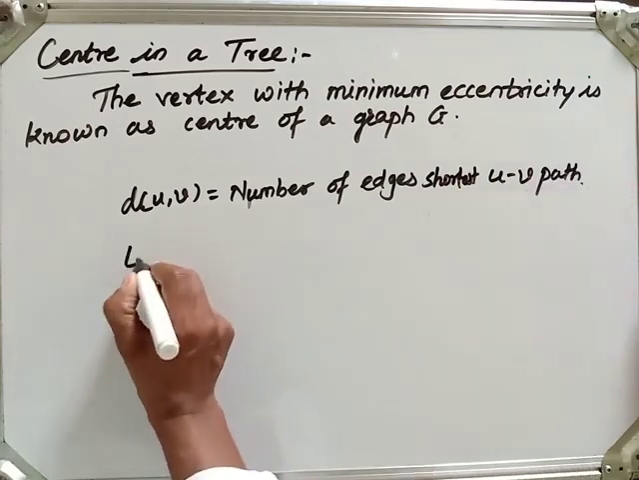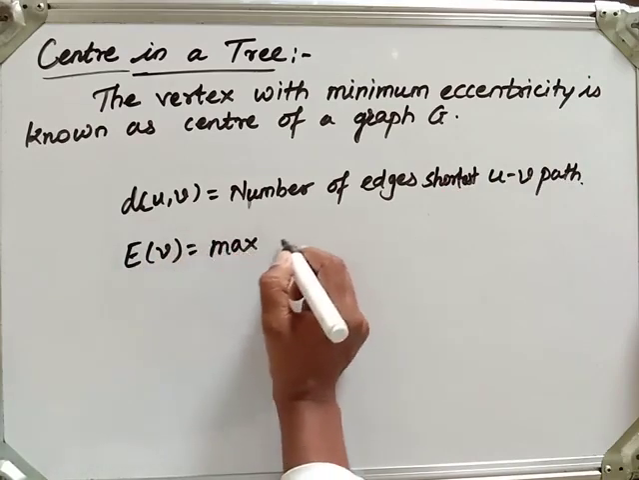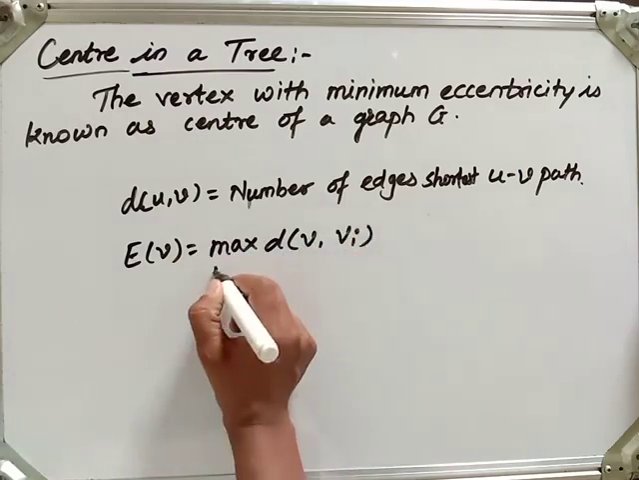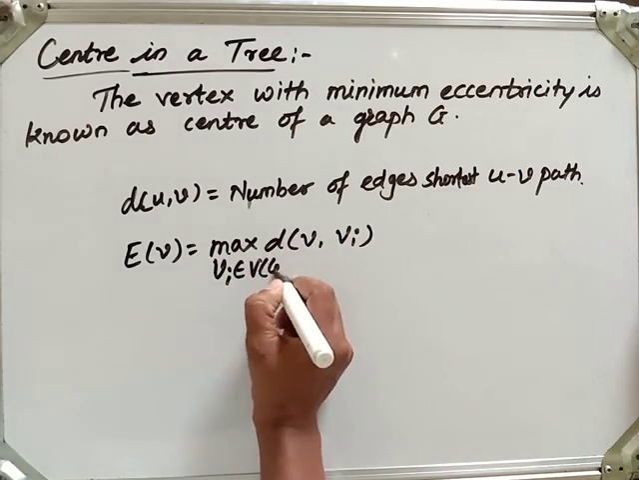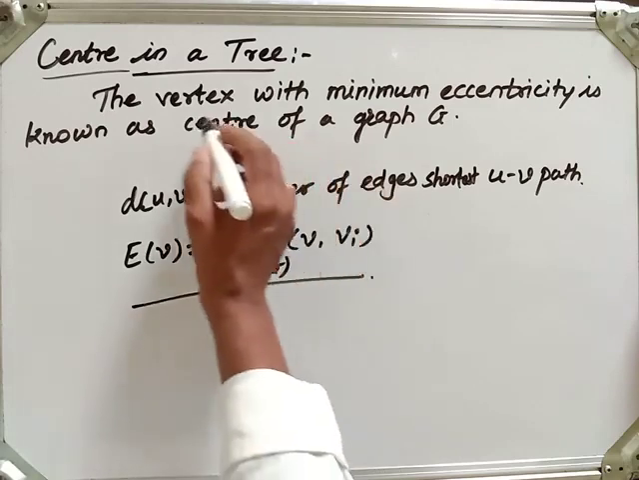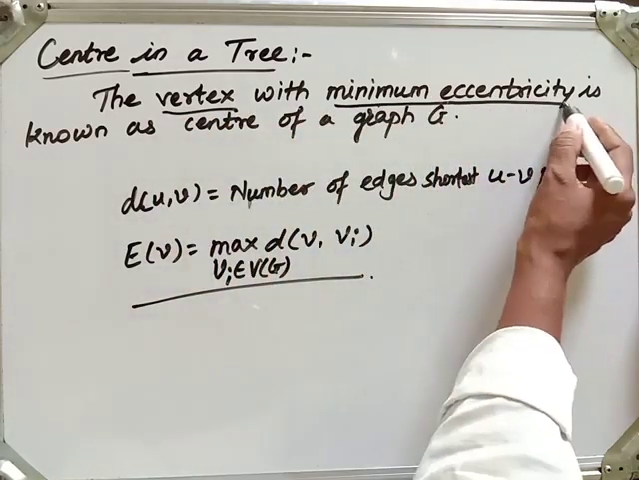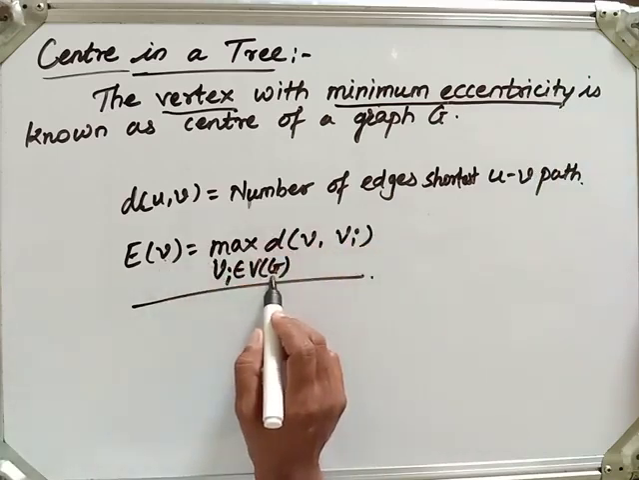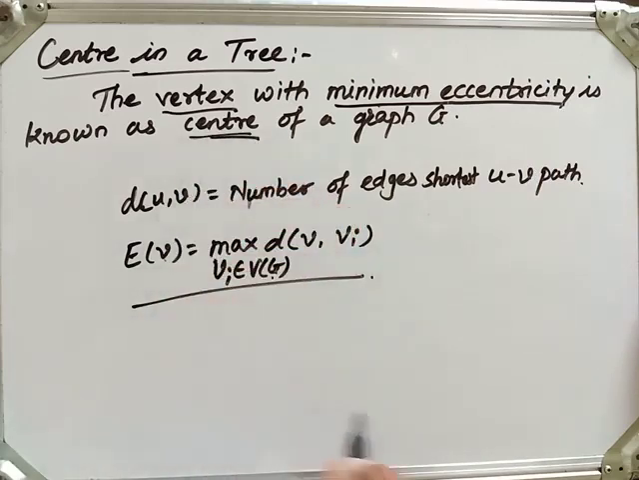Then what is eccentricity of any vertex? It is nothing but the maximum distance from V to other vertices Vi, where Vi is from the set of vertices in a graph G. These two things are important here. Now what does the center say? Center is nothing but a vertex with minimum eccentricity. Wherever the eccentricity of a vertex in a graph G is minimum, that is nothing but the center of our graph G.